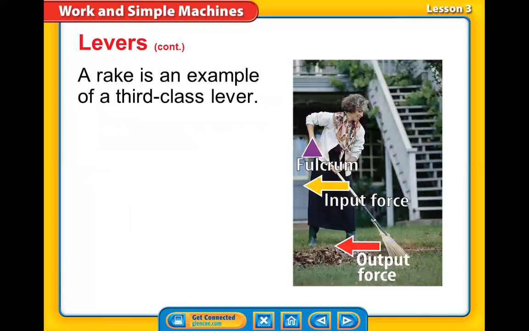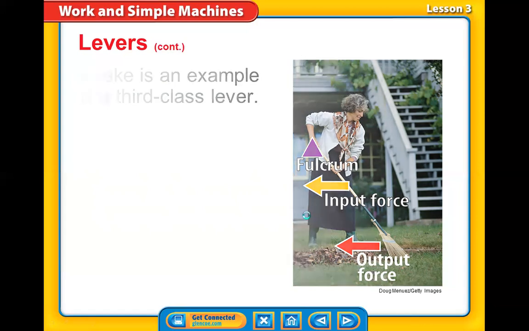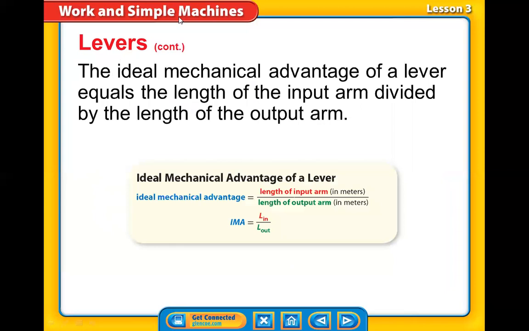As we can see here, this one, like the manual broom or the rake, is an example of a third class lever. Why? Explain why it's an example of a third class lever: because it has the input force between the output force and the fulcrum. Always the input force is more than the output force. These are the three types of the levers.